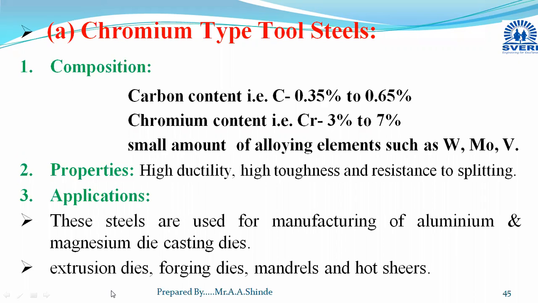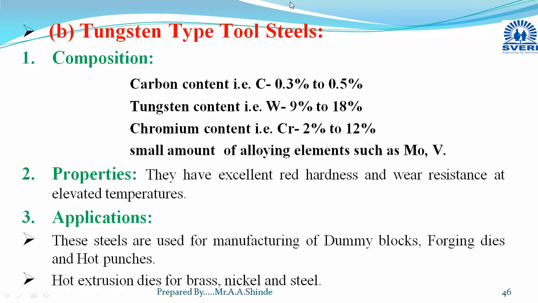Other applications: these chromium type tool steels are used for manufacturing of extrusion dies, forging dies, mandrels, and hot shears. So these are different applications of chromium type tool steel. Then we will move towards the second type of hot work tool steel, the tungsten type tool steel.